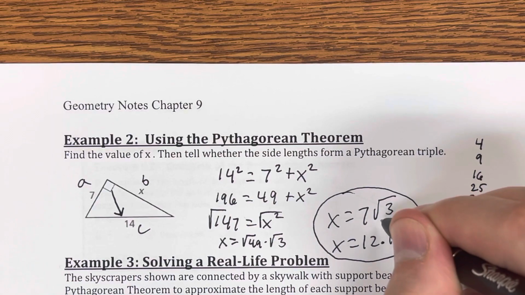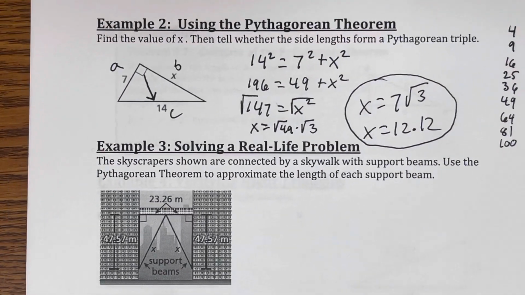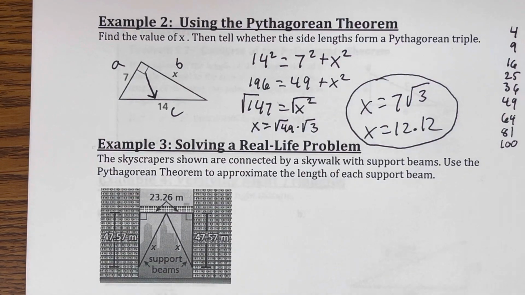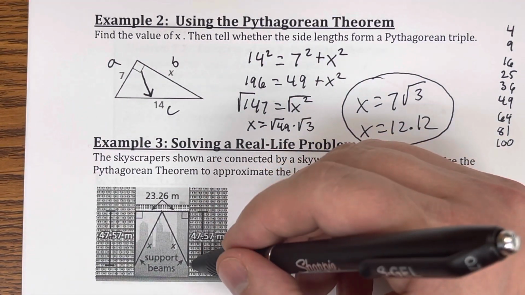Or it might say to leave it in exact form. Okay? On to our next example here. We have the skyscrapers of a building being shown, and we're supposed to find the length of each support beam. So, the support beam goes from here to here. That is my distance x.